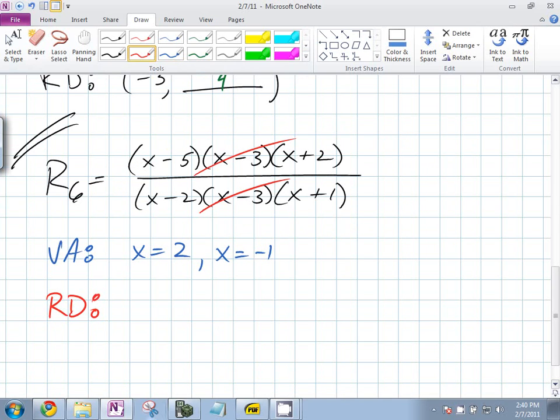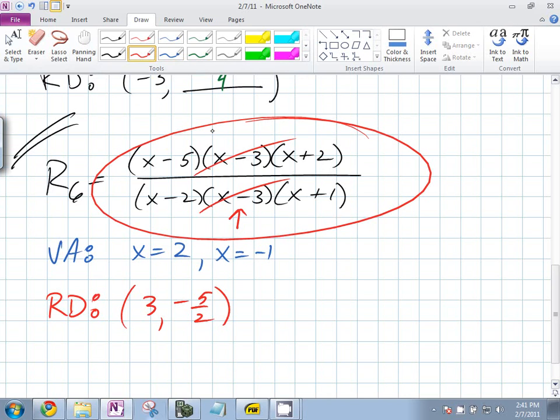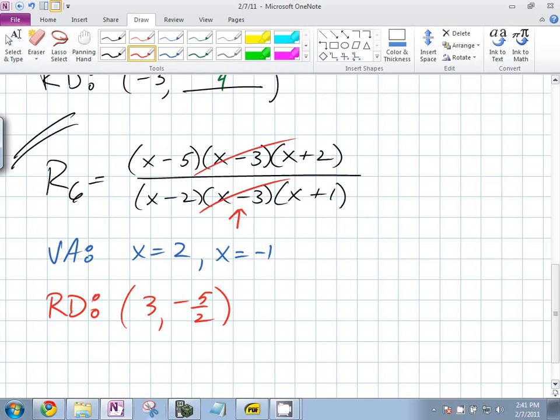Hammer? 3, -5/2 is correct. You know it's 3 because that would make that factor 0, and then you plug 3 into the overall equation after it's simplified, and you end up with -5/2. Does that make sense, everybody? Pretty good with this so far: domain, intercept, symmetry, vertical asymptotes, and removable discontinuities.